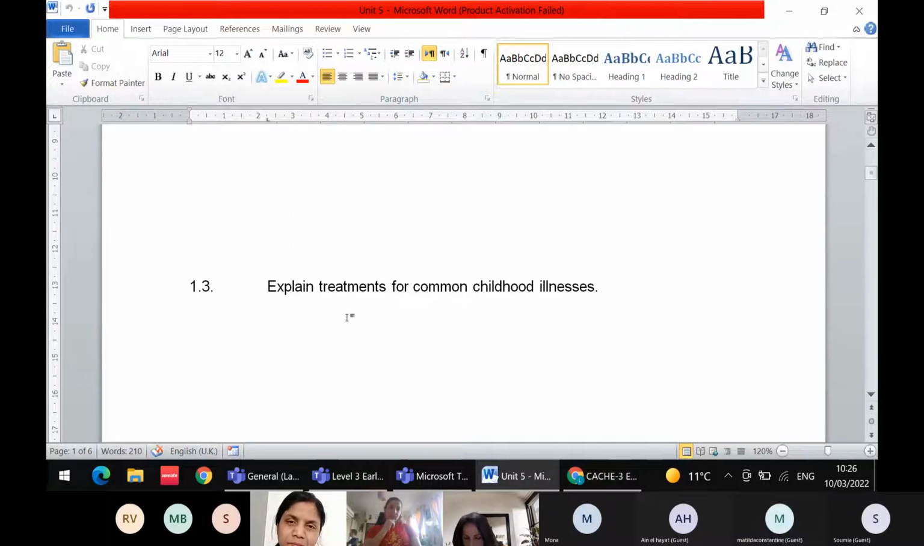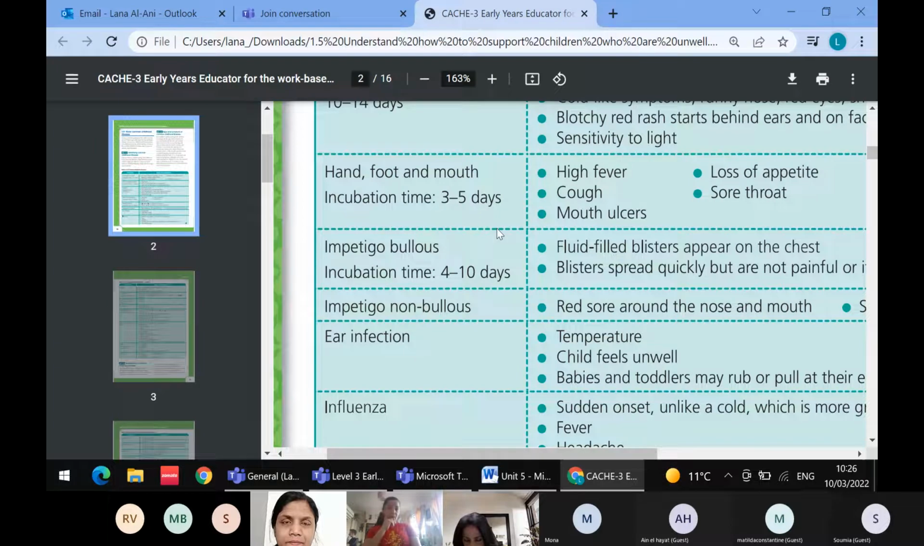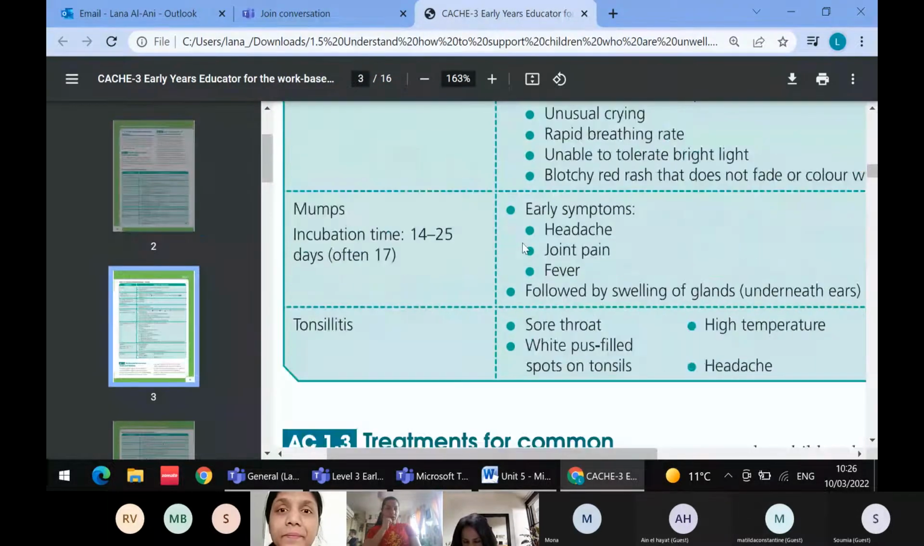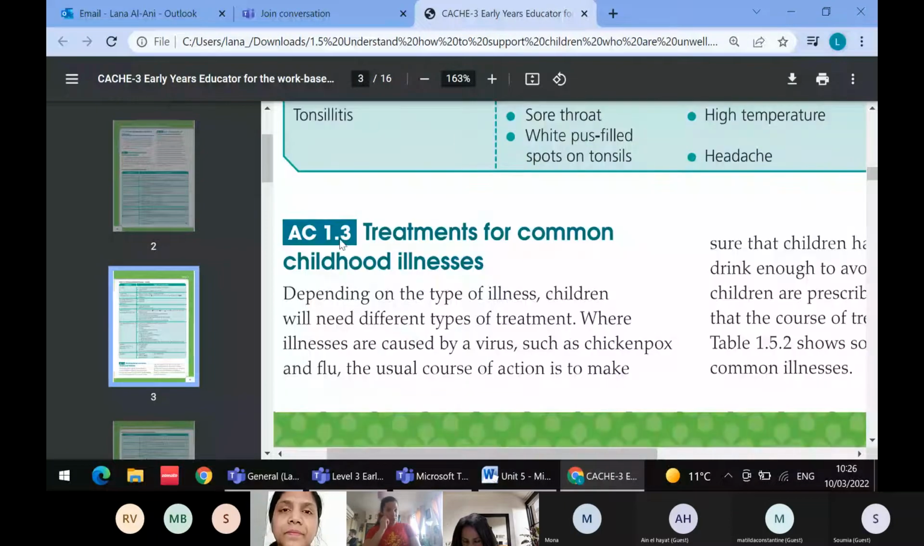Now, if we were to answer question 3, it says explain treatment for common childhood illnesses. So I go to the treatment. As you can see, Humaira, the book is just word for word. You see here, 1.3 treatment of common childhood illnesses. It's not difficult to answer the questions. All you need to do is read the book, okay?